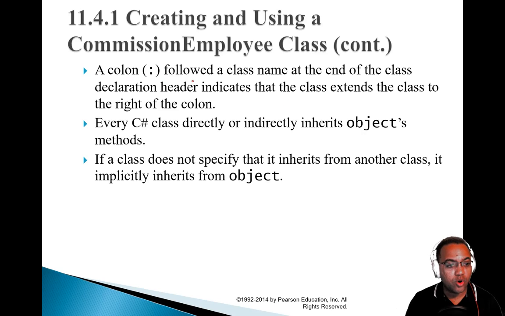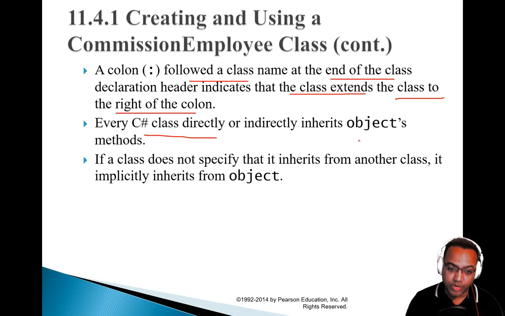And there it is. A colon followed by a class name at the end of the class declaration header indicates that the class extends the class to the right of the colon. Every C# class, directly or indirectly, inherits object's methods. If a class does not specify that it inherits from another class, it implicitly inherits from object. Just know that object is a class.